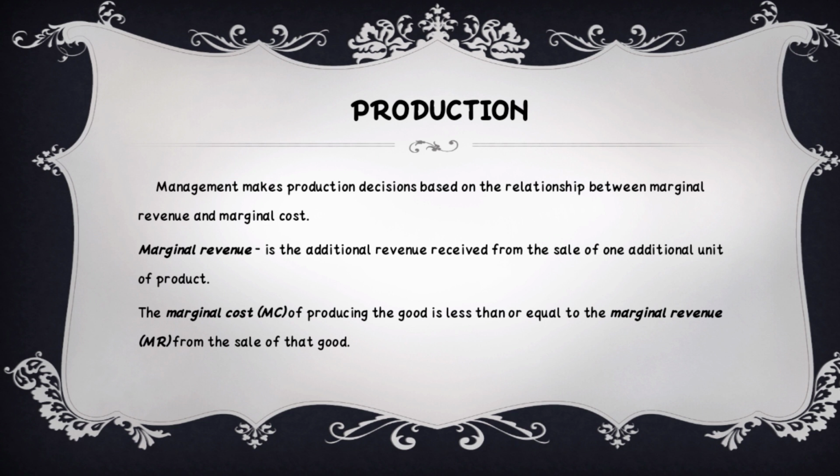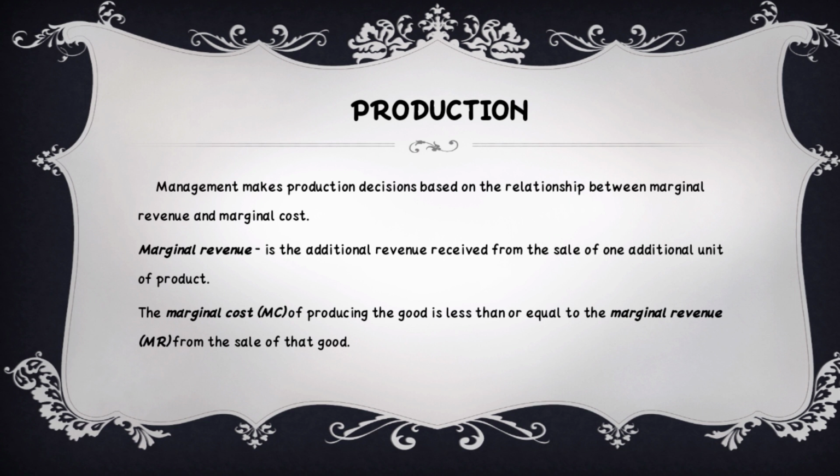Marginal revenue is the additional revenue received from the sale of one additional unit of product, and the marginal cost or MC of producing the good is less than or equal to the marginal revenue or MR from the sale of that good. The price of an input resource is determined by demand and supply; this could be labor, raw materials, and support. If the price of an input increases, the demand will decline. If the demand increases, the price will decline.